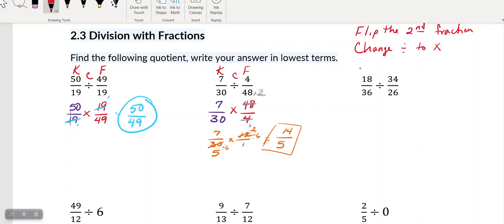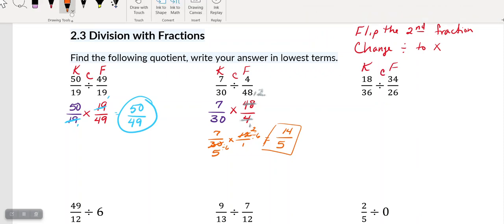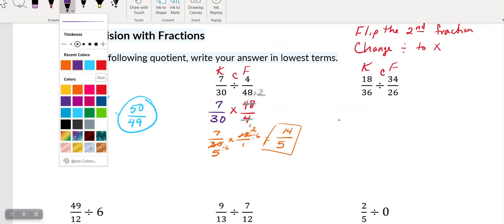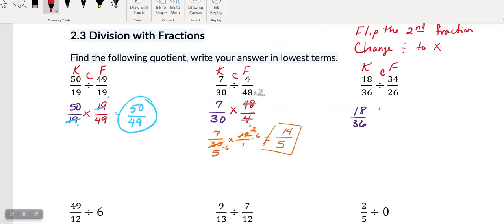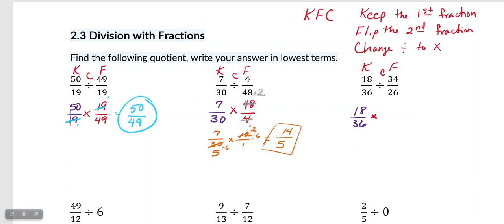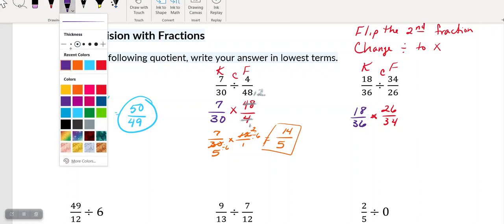And again, to get it into multiplication, I'm going to keep, flip, change. So I'm going to keep my first fraction as 18 over 36. I'm going to change my division to multiplication. And I'm going to flip my second fraction, making it 26 over 34. Okay, I'm going to work this one just a little bit differently in the fact that I'm going to make it all prime numbers.